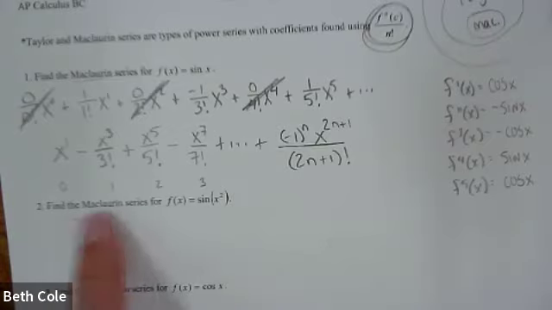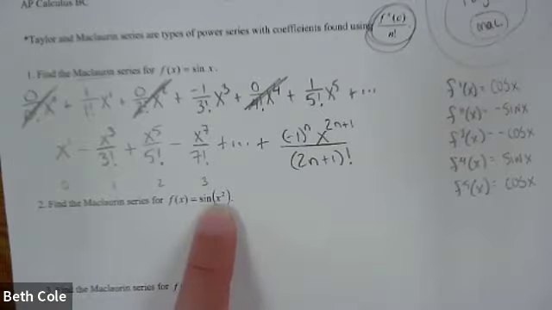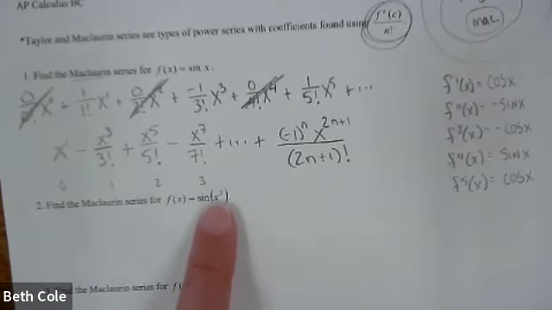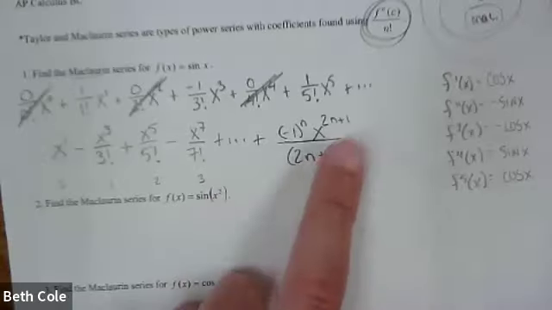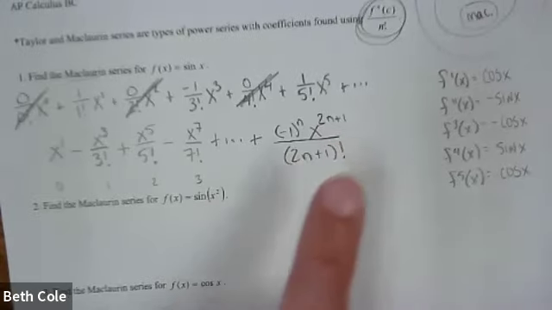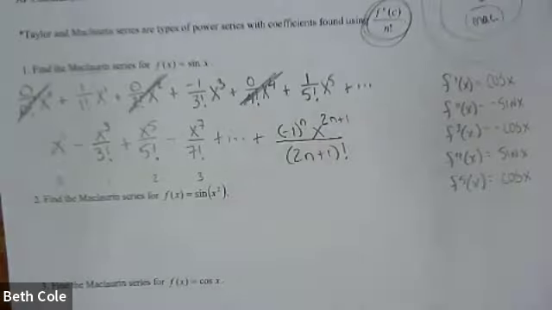It says find the Maclaurin series for sine of not just x, but x squared. Everywhere you see an x, you're going to replace it with x squared. And don't simplify too much or you won't be able to figure out what the general term is. You want to not simplify or you're not going to be able to write this, okay?